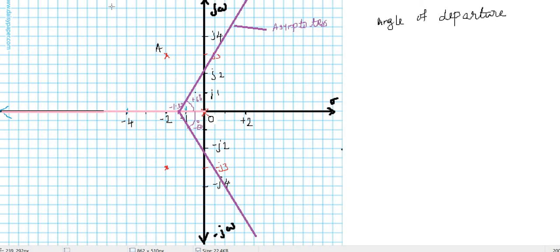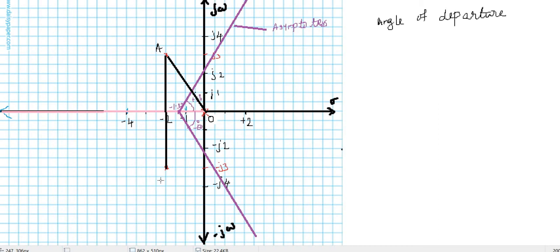We can consider either complex pole. Here you can see that there are two such poles, and I am considering this pole. From all other poles and zeros, we draw straight lines. Now there are a total of 3 poles, so to this pole, marked as A, there will be a straight line from the pole s equal to 0, and another straight line from the pole s equal to -2 minus j3.